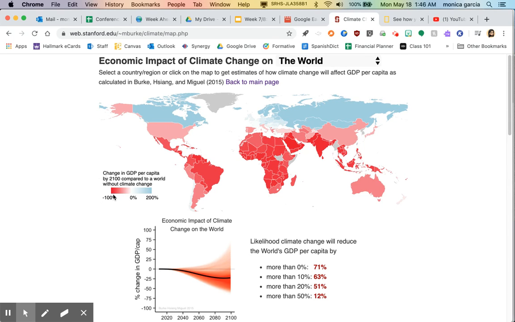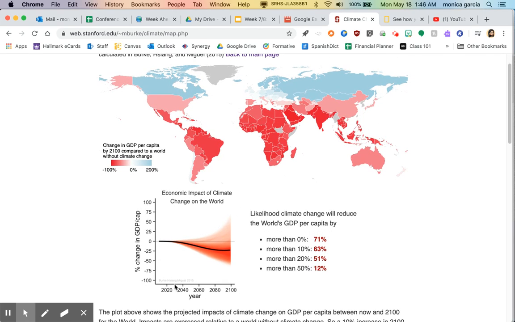And the redder it is, which is the majority of the world, their economy or their GDP is going to go down. So what you see at the bottom here is a graph. This is what I want you to pay attention to. This graph shows you overall, over the next 80 or so years, how will the GDP change? So what you see here is a percent change in GDP over time. And worldwide, what we can expect is a decrease in GDP by about 25%.